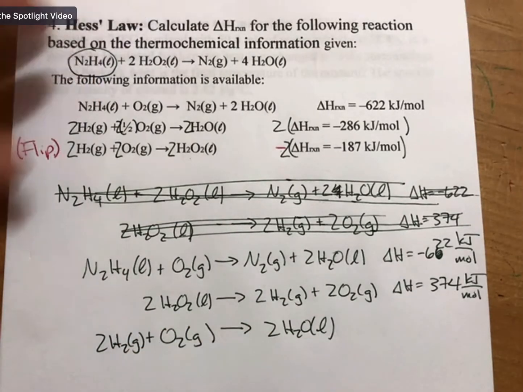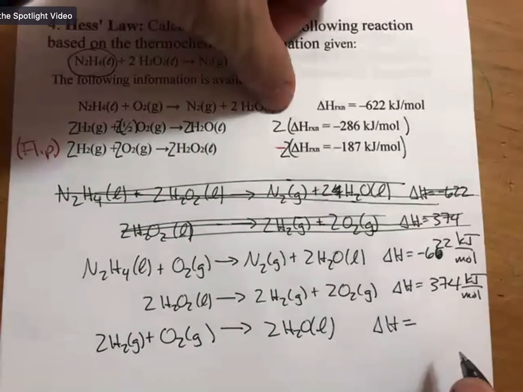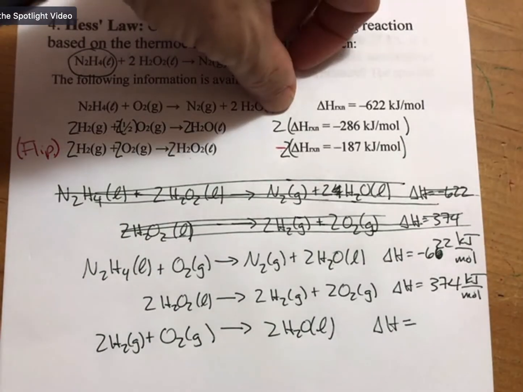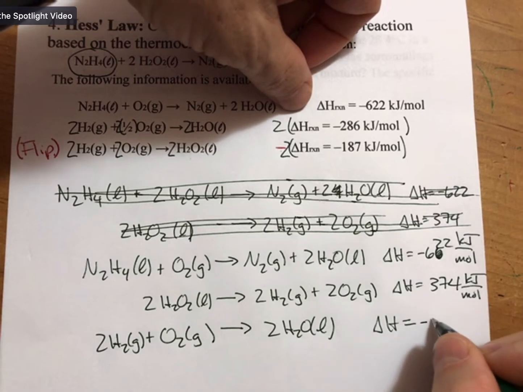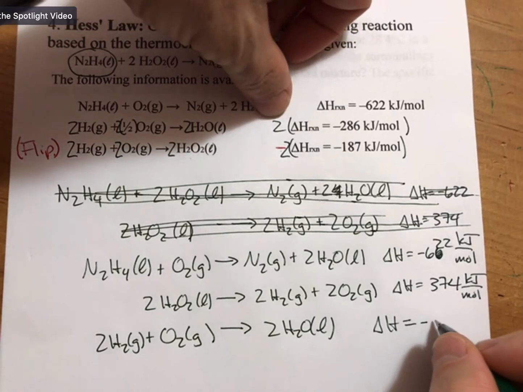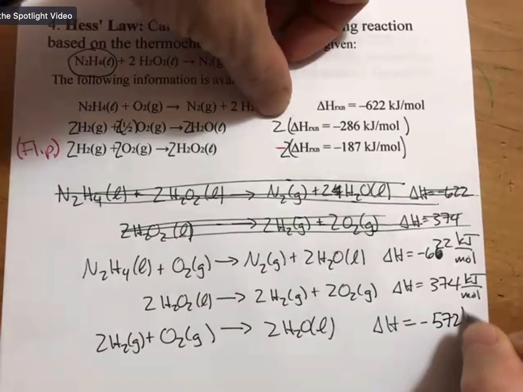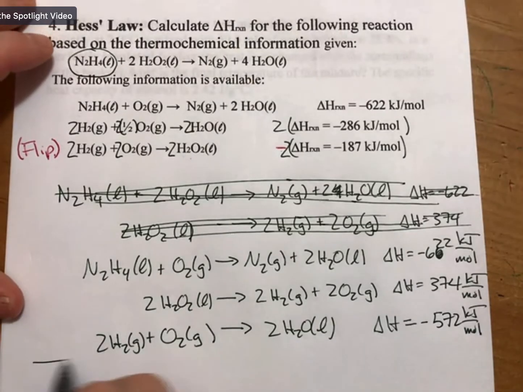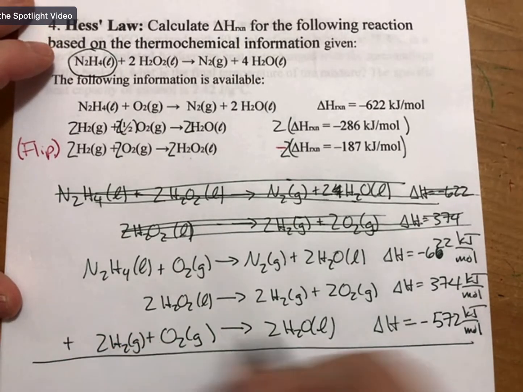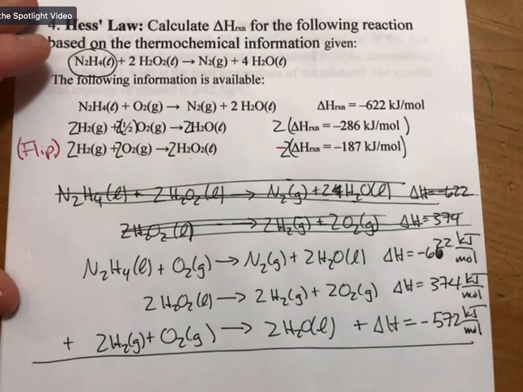And my delta H, I don't know what that is. Negative 286 times 2. So negative 572. Yes. Thank you. Lovely. Good teamwork. And now we add up the reactions and we add up the delta H values.